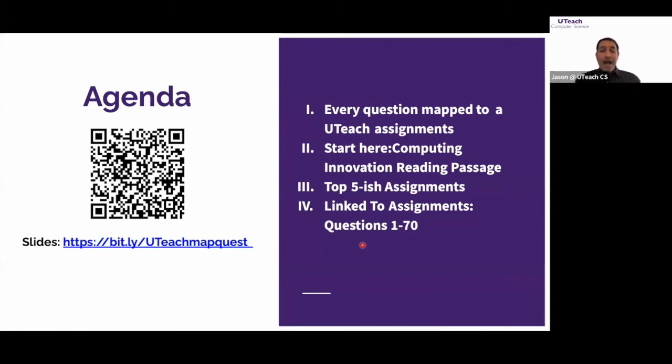I'm then going to review our UTeach top 5-ish assignments, because it's actually 7 assignments, but the top 5, because if you just do these top 5 questions, you can prepare your students for like 40 questions on the exam. And then I'm going to review each individual question mapped back to an assignment. So this is going to be a little bit of a lengthy video, but it's going to be really good information because it's going to prepare you to prepare your students the best possible way you can for the CSP exam.